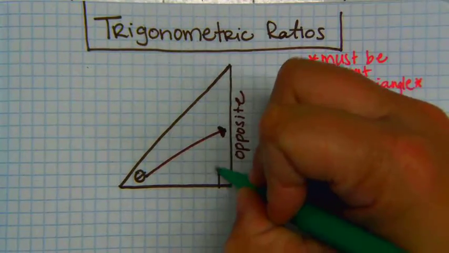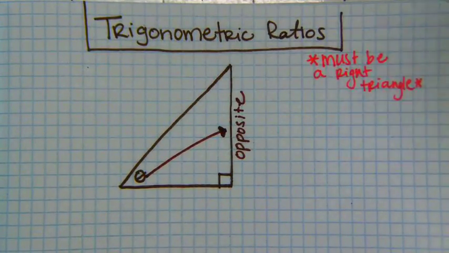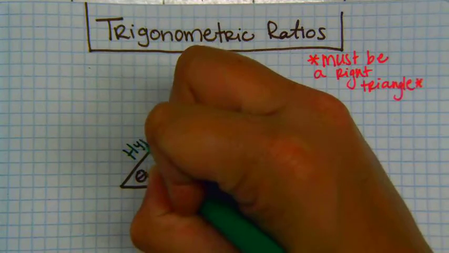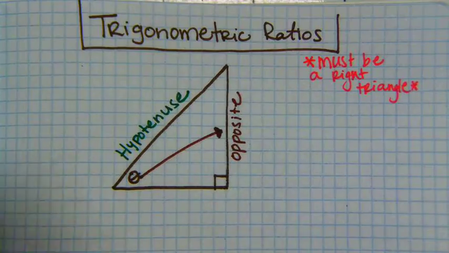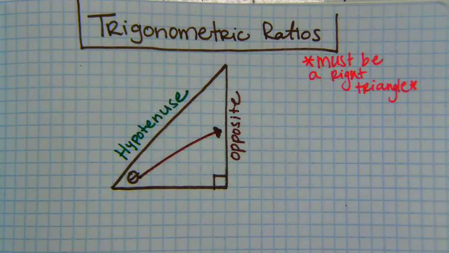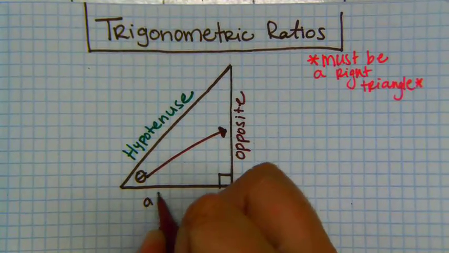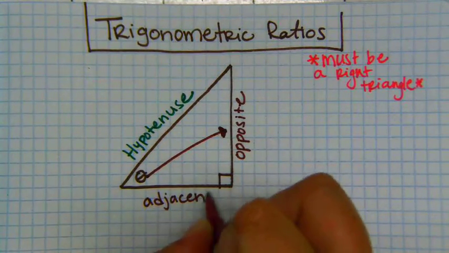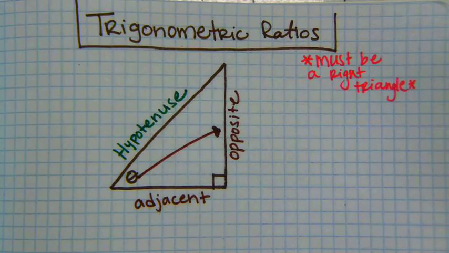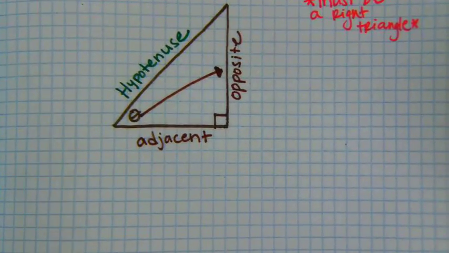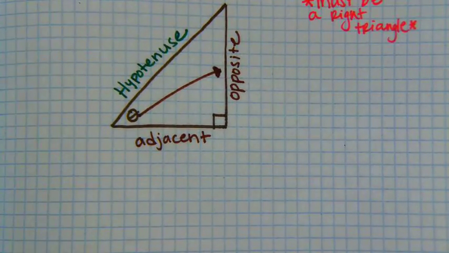The side opposite the right angle is called the hypotenuse. And then the side that's right next to the angle is adjacent. So the three sides are opposite, adjacent, and hypotenuse. And if you label those sides with every triangle, it's going to be really easy to see which trigonometric ratio to use. Okay. So the first one we're going to talk about is going to be tangent.